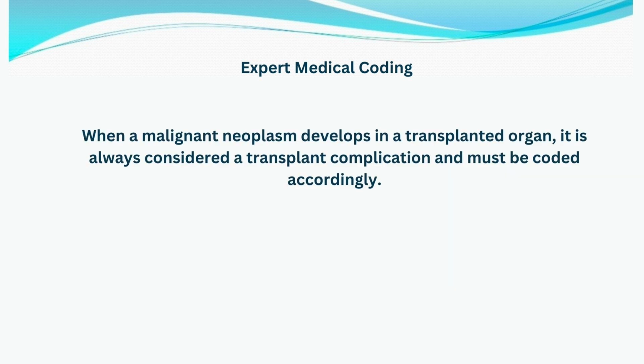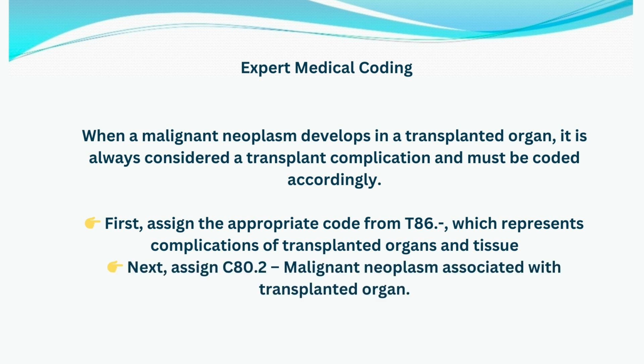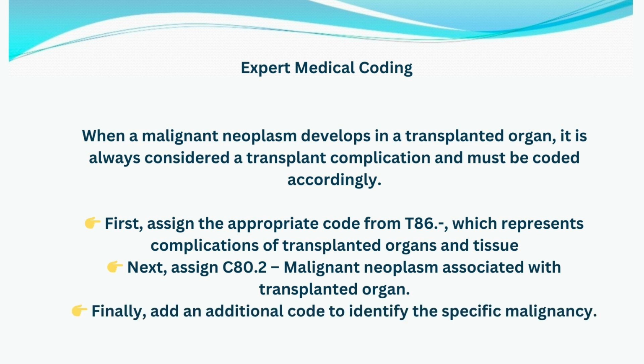So when a malignant neoplasm develops in a transplanted organ, it is always considered a transplant complication and must be coded accordingly. First, assign the appropriate code from T86 category, which represents complication of transplanted organs and tissue. Next, assign code C80.2, malignant neoplasm associated with transplanted organ, and finally add an additional code to identify the specific malignancy.